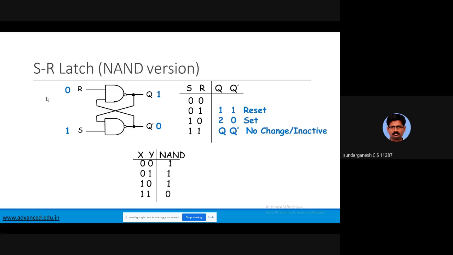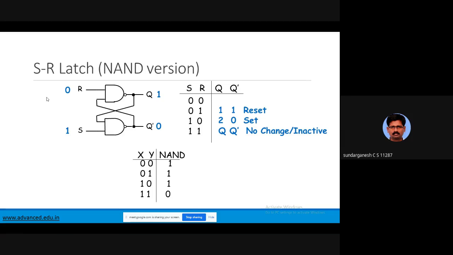So when you give S equal to 0, the output P equal to 0 is known as reset. When you give S equal to 1, Q equal to 1 is known as set. Here S1 means set, and R1 means reset. When both are 1, it will remain in the previous state.